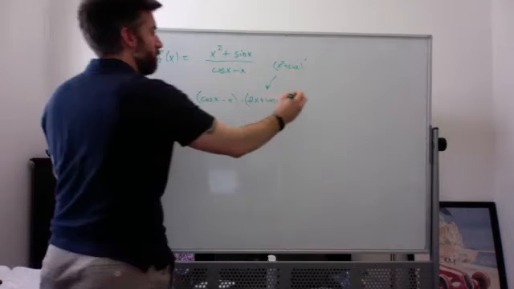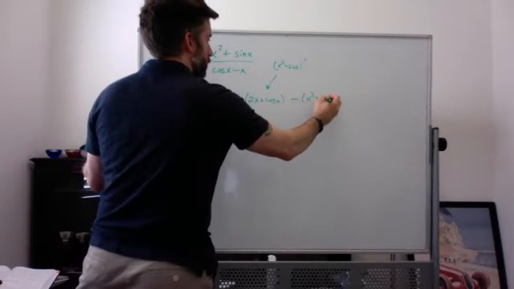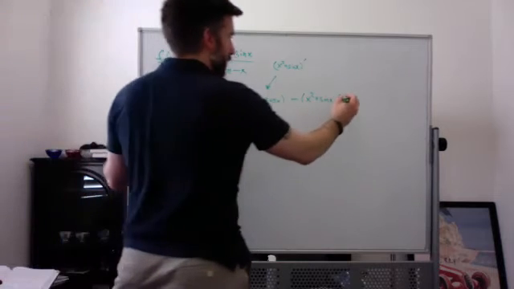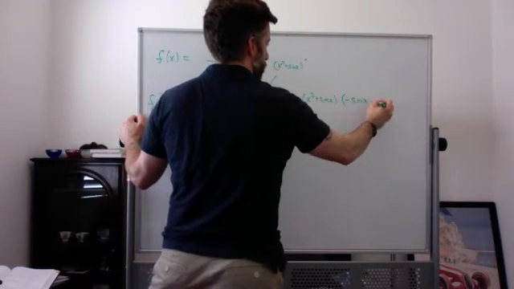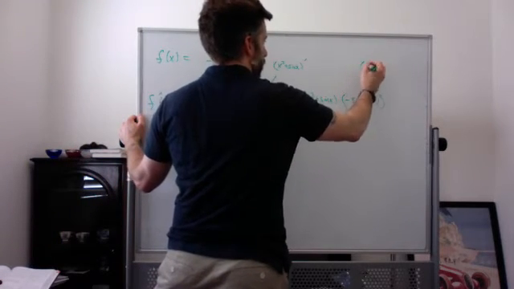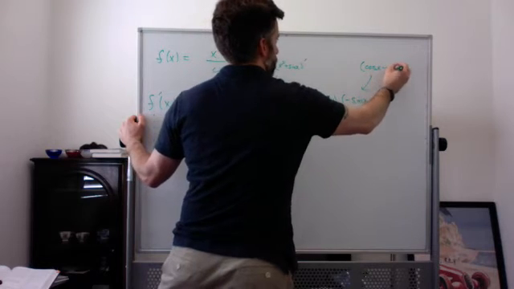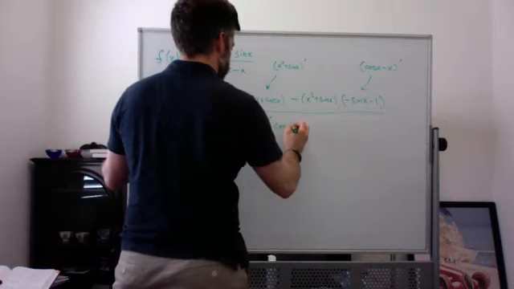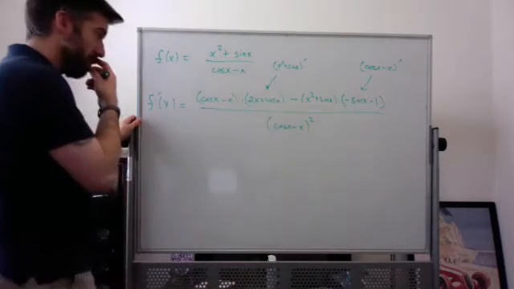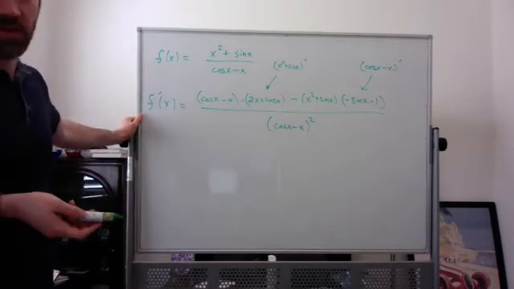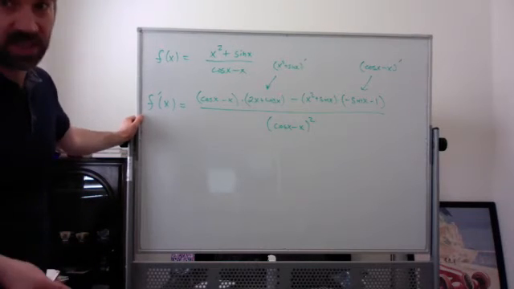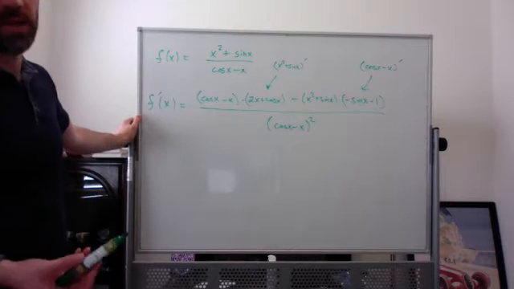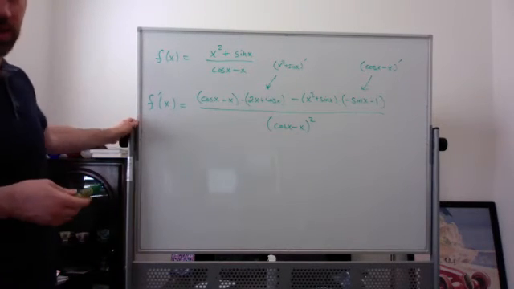Minus the top times the derivative of the bottom. The derivative of cosine x minus x is negative sine x minus 1. And that's your derivative of cosine x minus x, all divided by the denominator squared. And I will be very frank with you, I would not simplify this. I would leave this as it is unless I was specifically instructed to simplify it, because it's just gross to multiply it out.